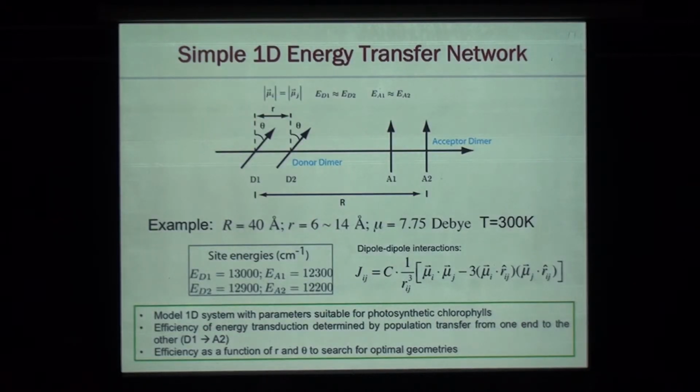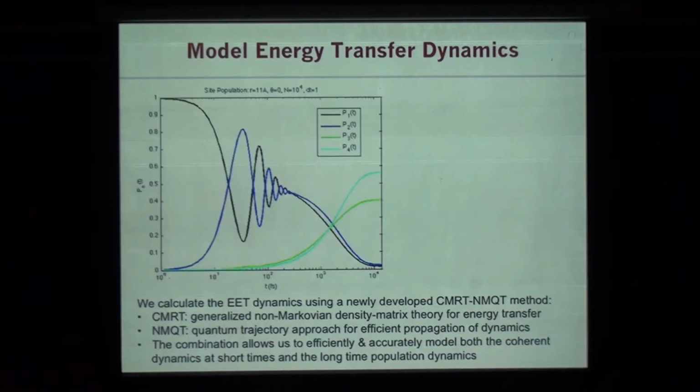So we study a simple system, a linear chain. We put 4 chlorophylls on the chain. We fix the end-to-end distance here, and we vary the distance between the donor dimer and the acceptor dimer. So this is donor and acceptor, defined by their energy. All the parameters we consider are in the common range of chlorophylls in photosynthetic systems. And we can vary R and theta, this tilt angle of the donor dimer here.